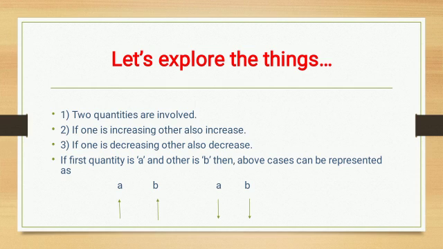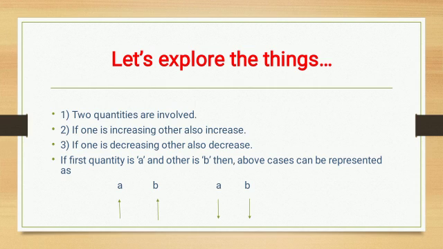Then come to the second point. If one is increasing, the other also increases. On the left hand side you can see 2 examples where the first quantity is increasing, which is causing the increase in the second one, right? Then come to the third point, which is regarding the right hand side problems. If one is decreasing, the other is also decreasing. That is the third thing we have noticed, right?